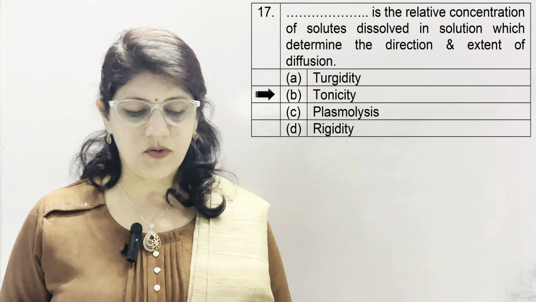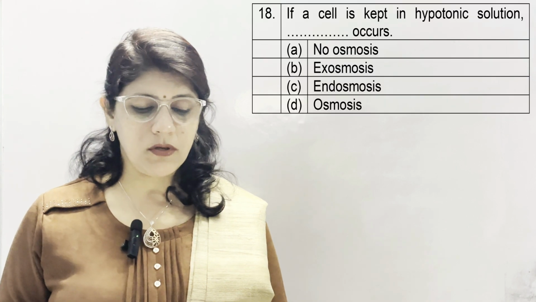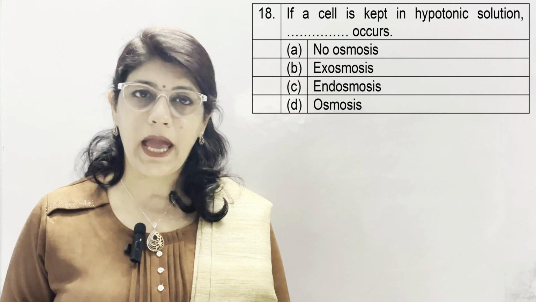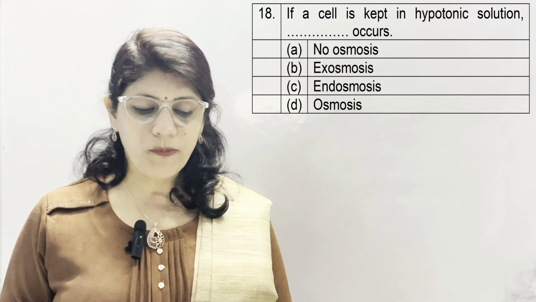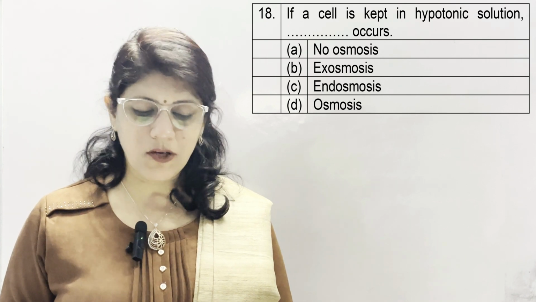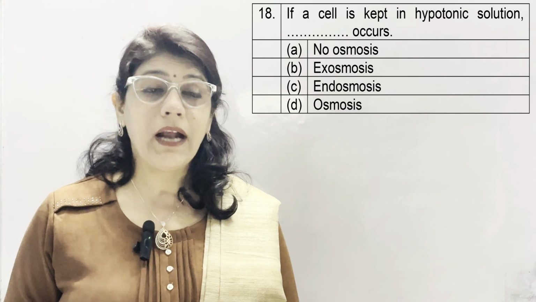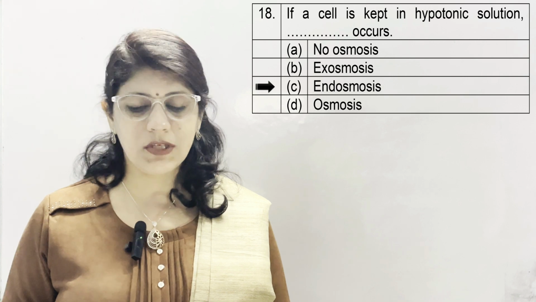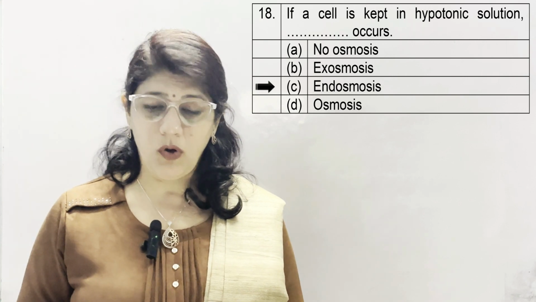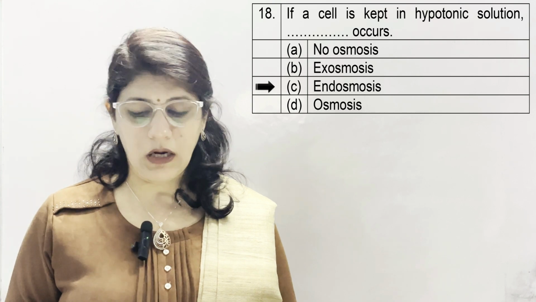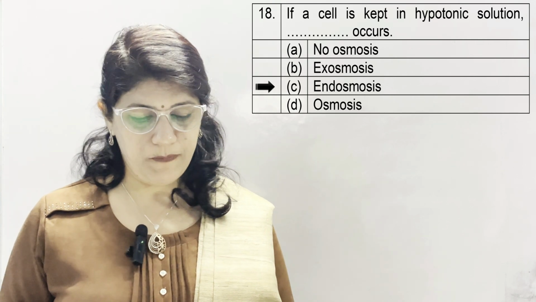18th question is if a cell is kept in hypotonic solution dash occurs. A option no osmosis, B exosmosis, C endosmosis and D osmosis and the correct option is C which is endosmosis because plant cell gains water and endosmosis occurs and it becomes turgid.